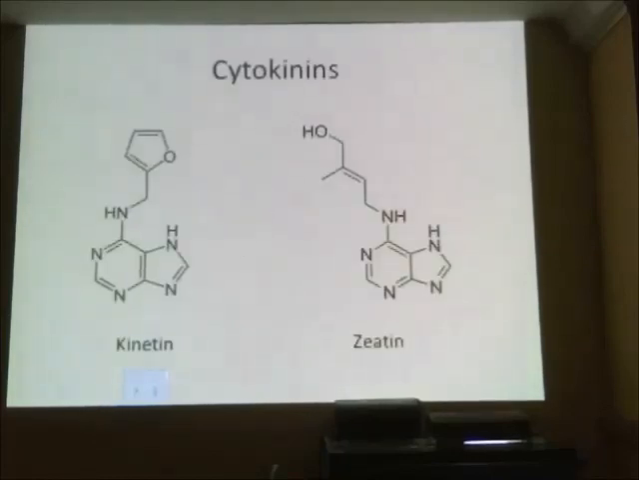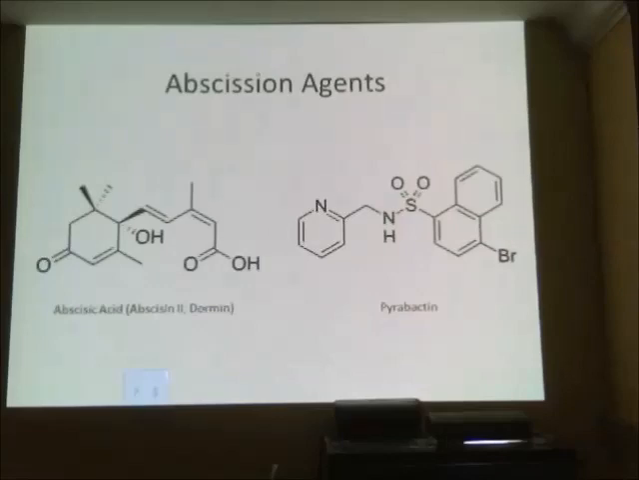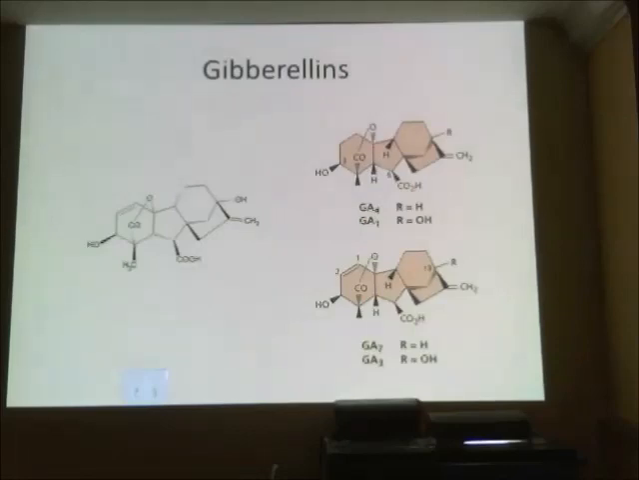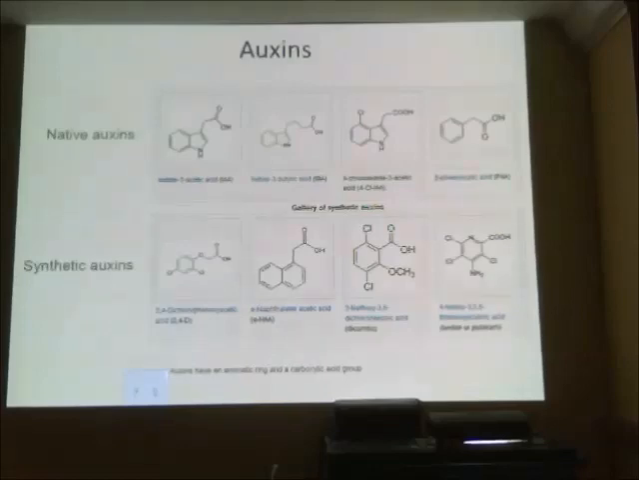And the cytokinins, what I'd like you to get out of this is that these are DNA-derived materials, that they all have this adenine, the part of the molecule that is derived from adenine of DNA. So that's what I'd like you to know there. And the abscission agents, I wouldn't worry about the structures here at all. The gibberellins, I think you should probably be able to recognize when you see this kind of structure, something that looks like that, that it is a gibberellic acid derivative. And the indole ring as well is something that I think is important.